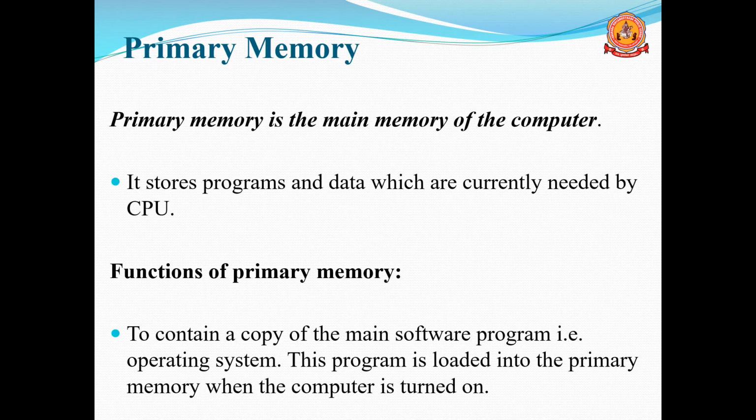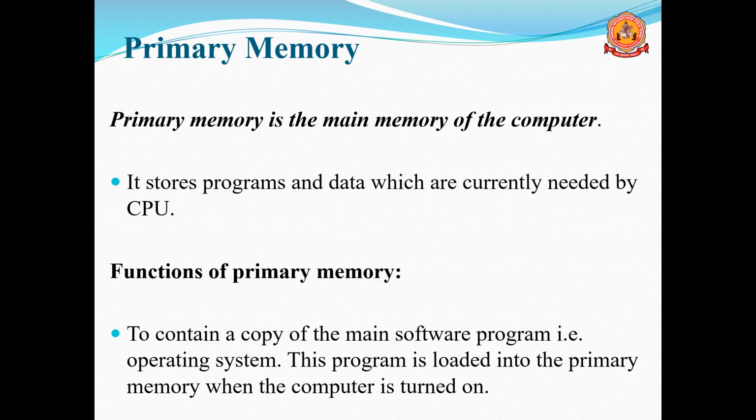Next, we'll move to the primary memory. Primary memory is the main memory of the computer system. It stores the program data currently needed by the CPU. When you execute some program or some software is working, some data is required for that software to work. That data is stored in primary memory. That is the main work of primary memory.